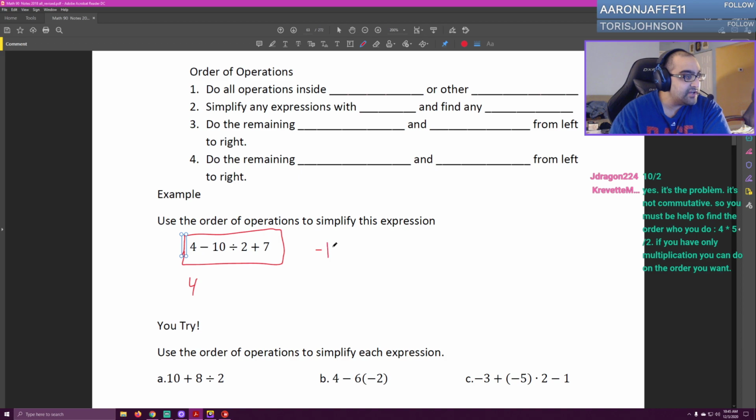So what's negative 10 divided by 2? Let's look at that one first. What's negative 10 divided by 2? What's that? Because I agree with that, J Dragon. That's very true.